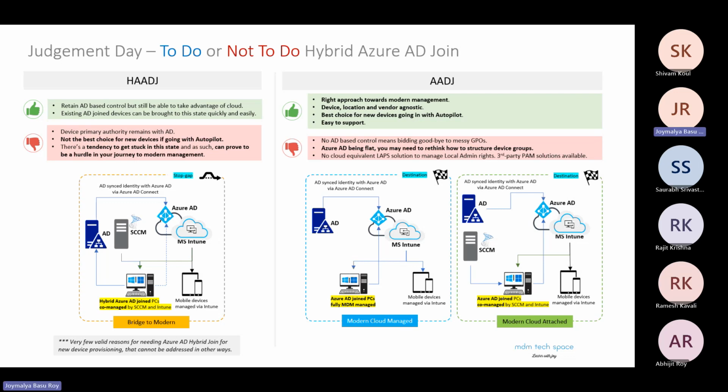आज मेरे पास ऑन प्रेमिसेस एक्टिव डायरेक्टरी हो सकती है, और मेरे डिवाइस एज्योर एडी जॉइंट हो सकते हैं। माई अकाउंट्स कैन कम फ्रॉम एडी। लेफ्ट साइड में जो है और राइट साइड में एज्योर एडी जॉइंट डिवाइस है उसमें भी है। I have my identity coming from AD, but my devices are not anchored with AD. That is the difference.